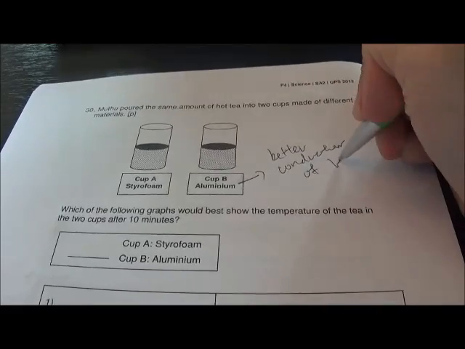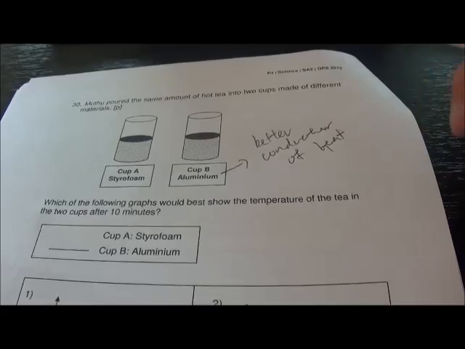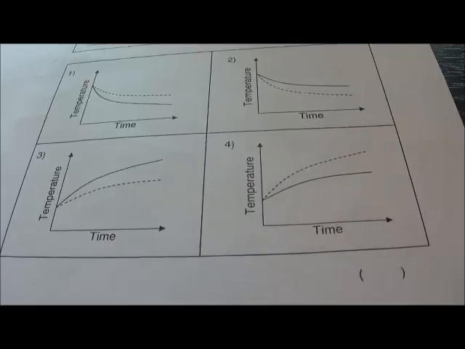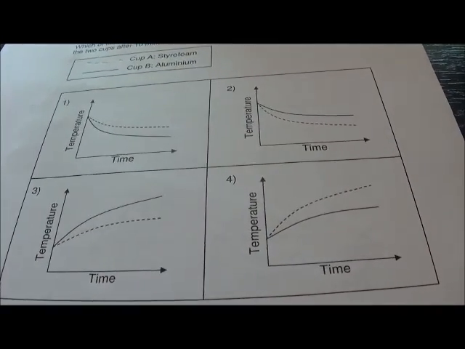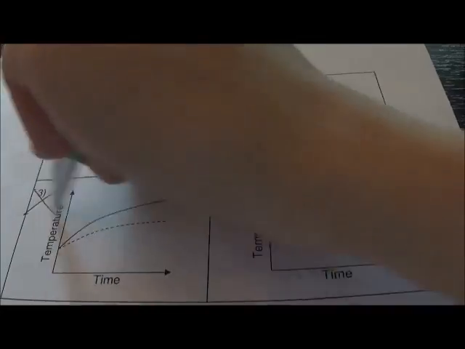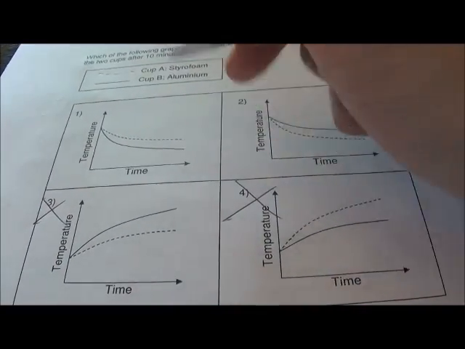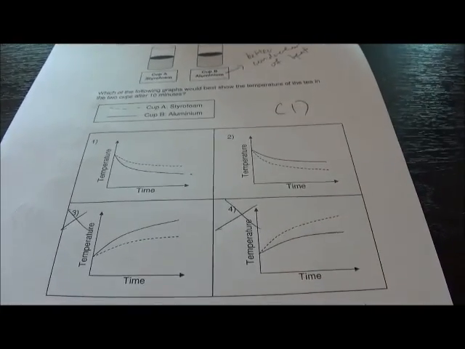it will actually lose the temperature faster. So your drop in temperature must be higher for aluminium than styrofoam. So you look at this thing, right? You see that actually the dotted lines are the styrofoam. Both temperatures will actually drop, right? So there's no way you'll increase. Okay, but the aluminium will drop faster than the styrofoam because it's a better conductor. So question 30, my answer is 1.